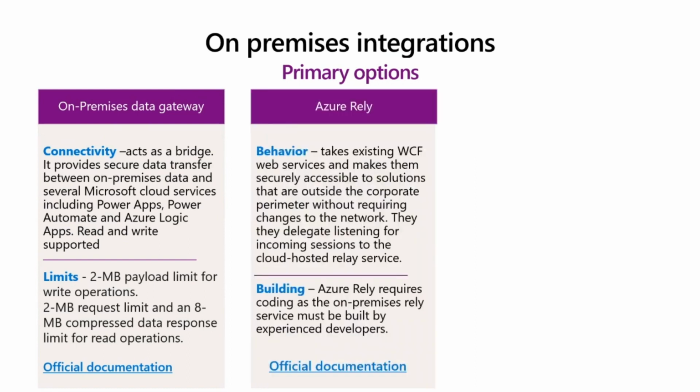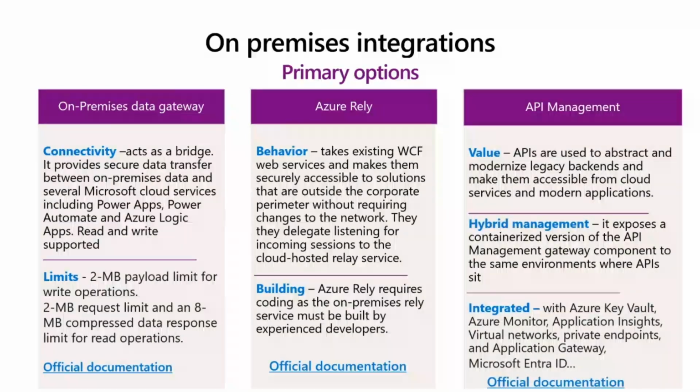Another interesting option is the Azure Relay, usually leveraged to expose legacy WCF services in the cloud. Azure Relay requires consistent development of components that can be delegated for incoming sessions, isolating and securing legacy services. API management is also a great option to expose local services and APIs to the cloud world. It has an even wider scope, and it allows you to seamlessly manage both cloud and on-premises APIs in an organic way, providing a secure and structured level of abstraction. API management is also well integrated with services like Key Vault, Azure Monitor, virtual networks, and many others.